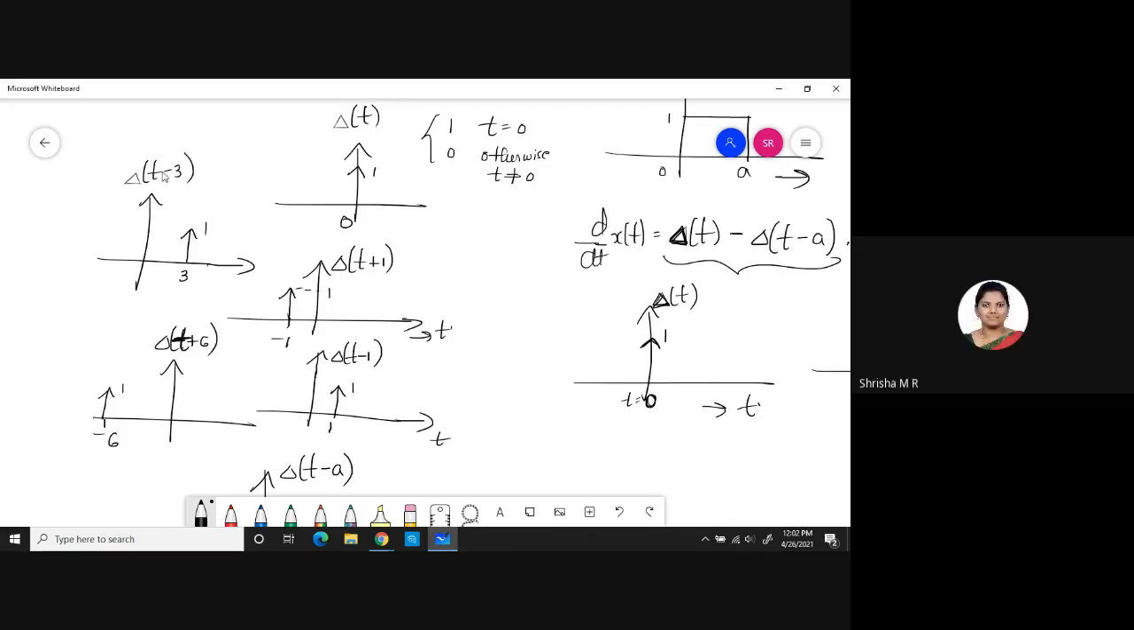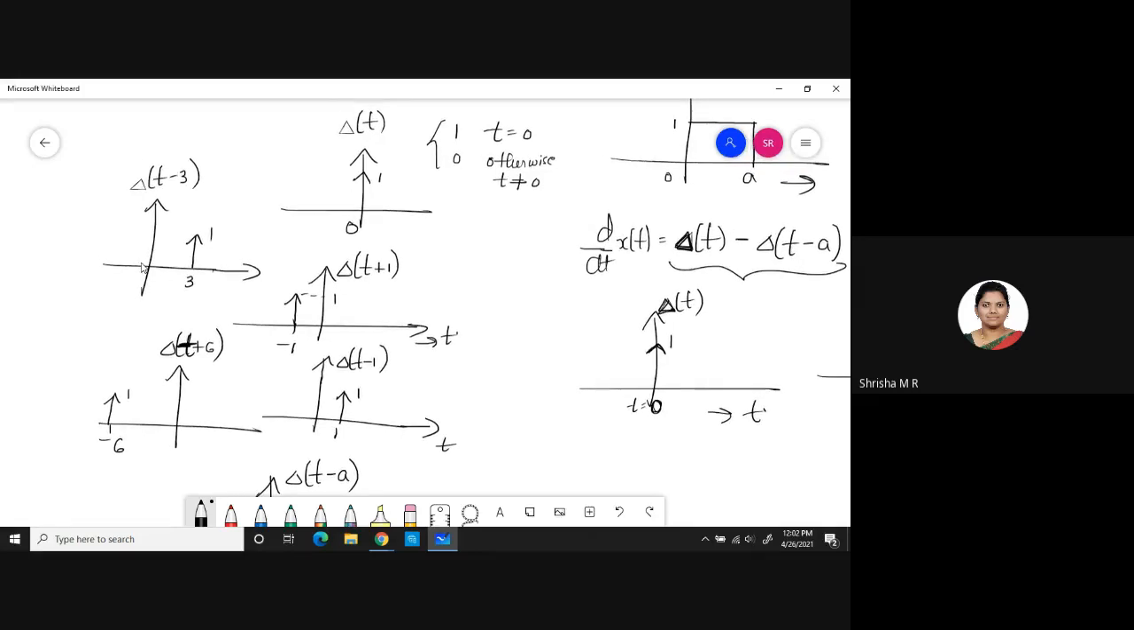So t minus 3 means k is negative, so right shifting by 3 seconds. Whatever is at 0 will go to 3. K is negative, right shifting, and the signal is occurring 3 seconds late. T plus 6 means k is positive, so left shifting, and the signal is occurring 6 seconds earlier. Got it?